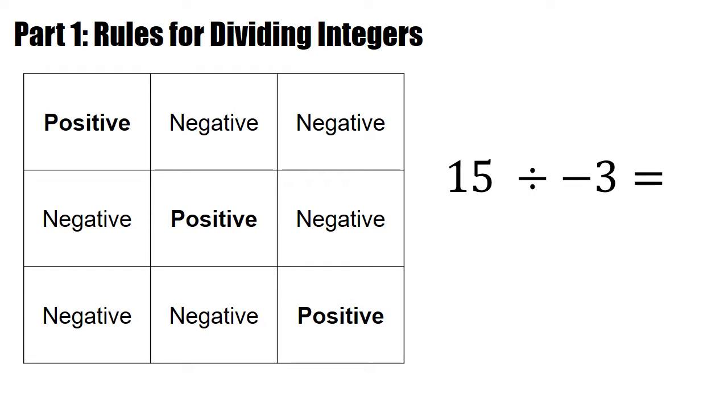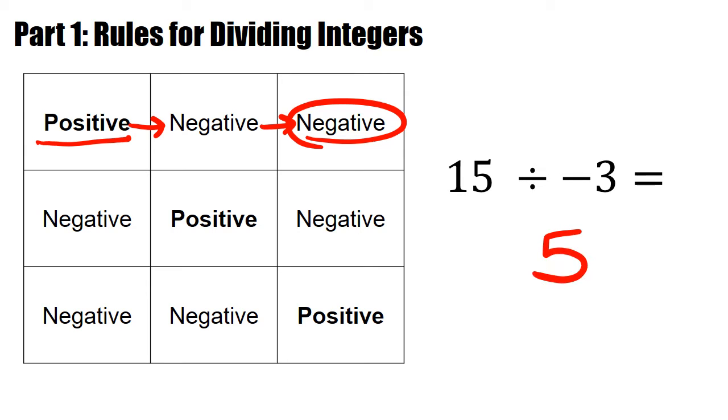In this rule, a positive divided by a negative is going to give me a negative number. I know that 15 divided by 3 is 5, but 15 divided by negative 3 is going to give me negative 5.